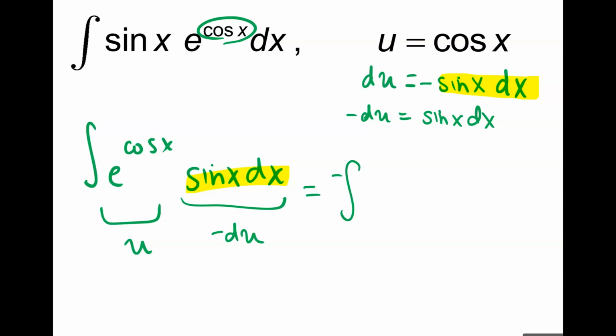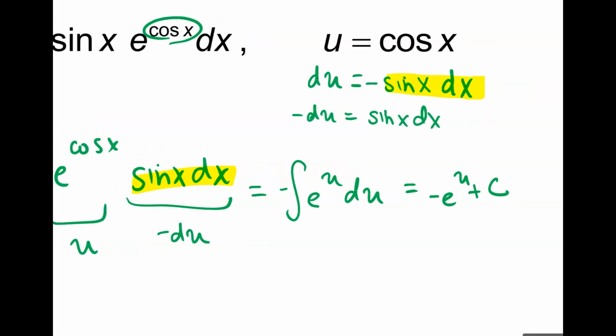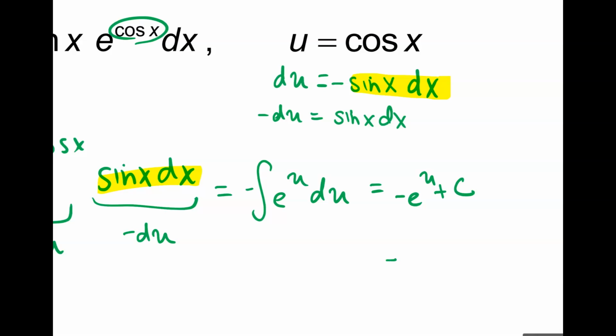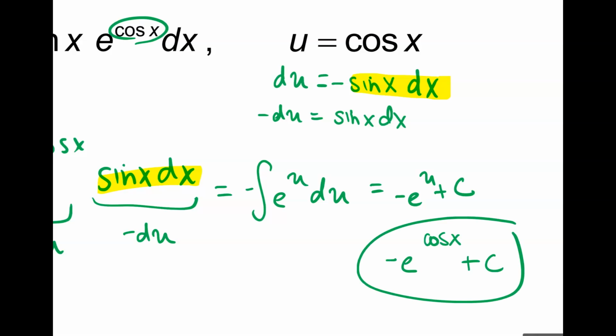Awesome. So I have the negative integral of e to the u du. So this is just going to be negative e to the u plus c, right? Because the negative on the outside comes from the fact that there's a negative right here. Integral of e to the u is just e to the u. Derivative of e to the u is just e to the u. Okay, and then lastly, plug back in for u. So negative e to the cosine of x plus c, and then we're good. That's it.